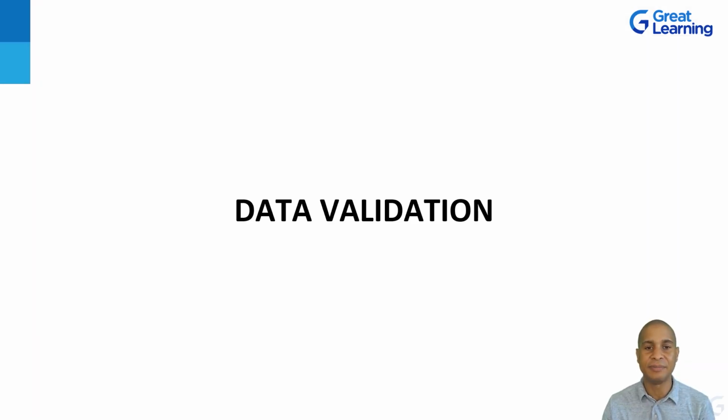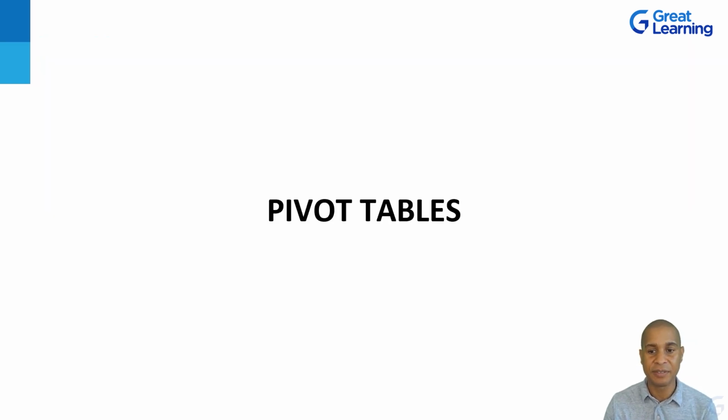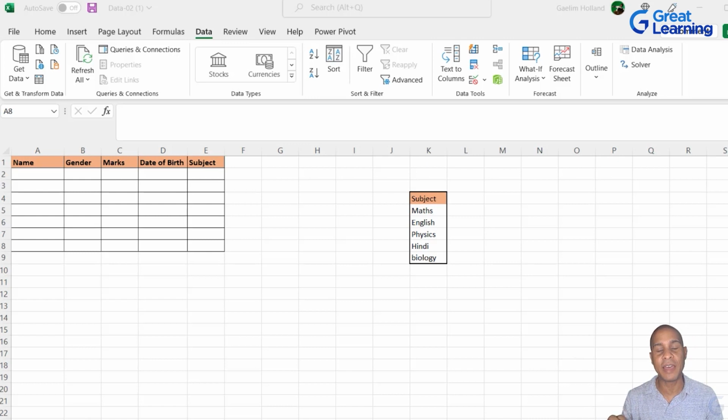Data validation. What is data validation? It's a tool that allows us to control what could or could not be entered into a spreadsheet. It's a part of data governance. So data validation allows you to control what a user enters into a spreadsheet. So it controls what you can or cannot input.